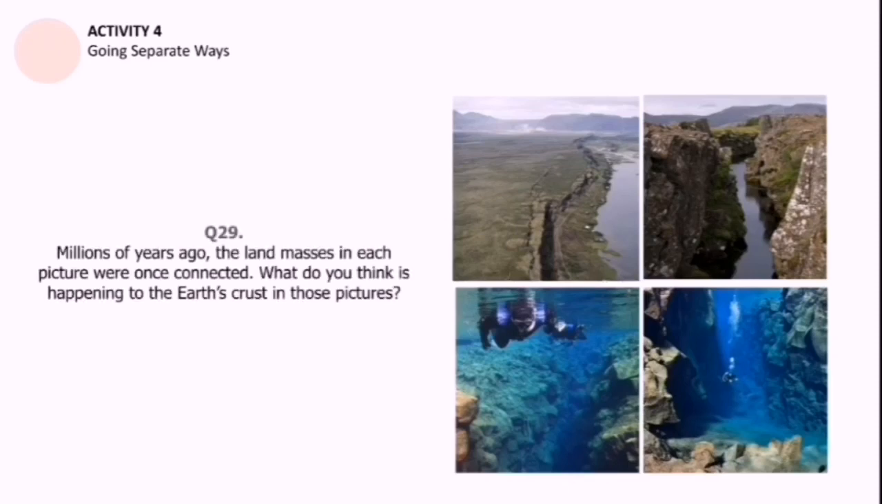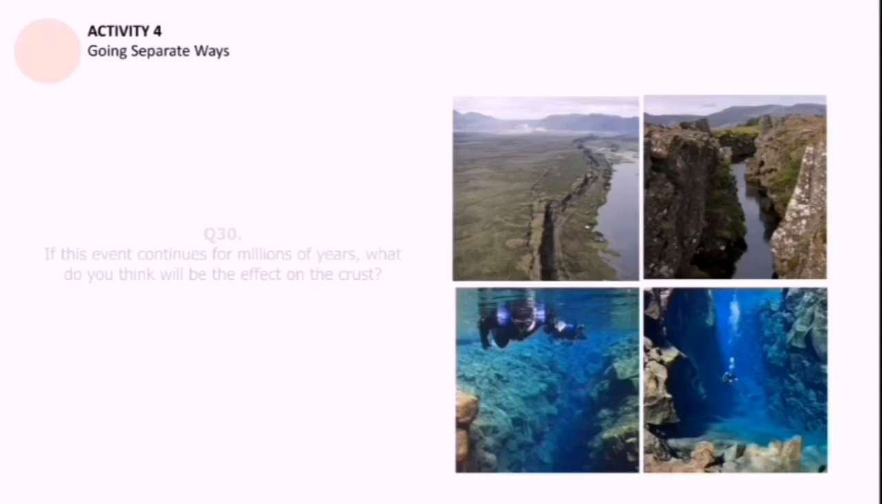Question number 29, millions of years ago, the land masses in each picture were once connected. Okay, that was millions of years ago. Now, what do you think is happening to the Earth's crust in those pictures? Oh, I'm talking about real places, okay? We did not conjure these through Photoshop. We did not edit these, we did not draw them. They were actual places. So millions of years ago, they were connected, and now you see that they have this partition. Now, what do you think is happening to the Earth's crust in these pictures?